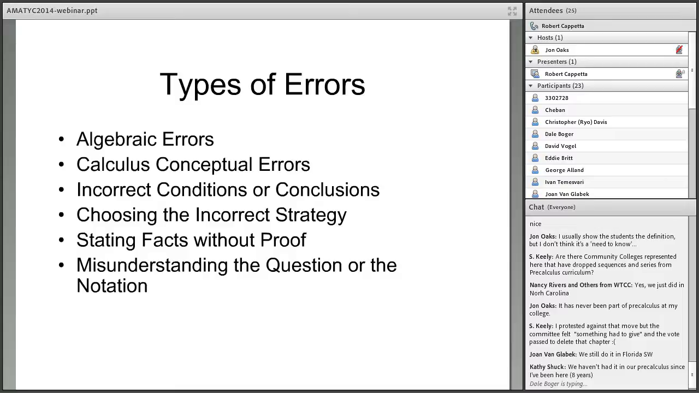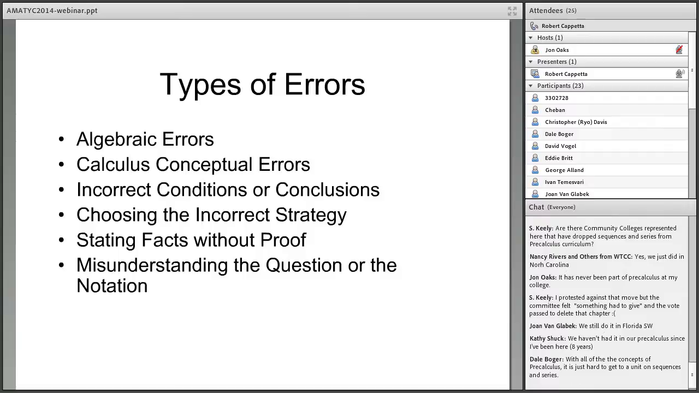This next one is one that I've seen quite often, stating facts without proof. In particular with the limit comparison test. Students will say the limit is so-and-so without justifying that. So that happens often. And then misunderstanding the question or the notation. So the students get a problem, they're not sure what it means, they're not sure what the notation means. And again, looking at the comments, more and more folks getting rid of pre-calculus series, no surprise that they're struggling with the notation.